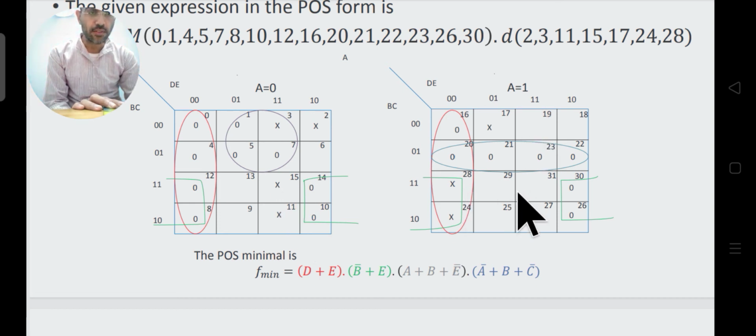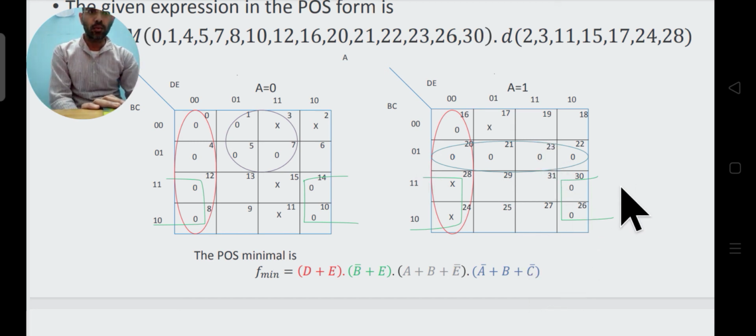So we can see that this group is not possible. There is one more possibility, but we have not formed this group. So these zeros are remaining. Corresponding to this, we get another term. For this particular cell, the term is A bar, because A is 1, so A bar. Then B, C bar. So this is what we are getting.